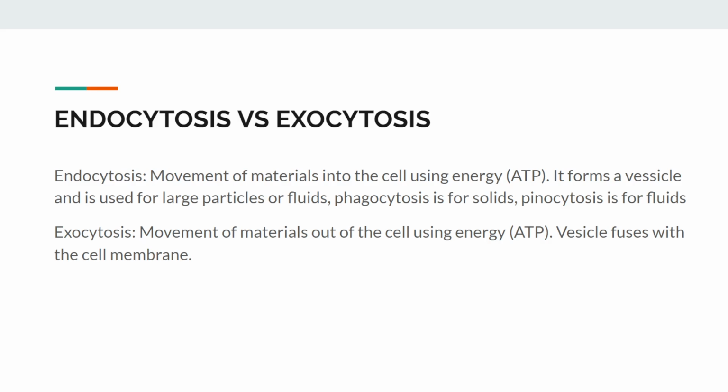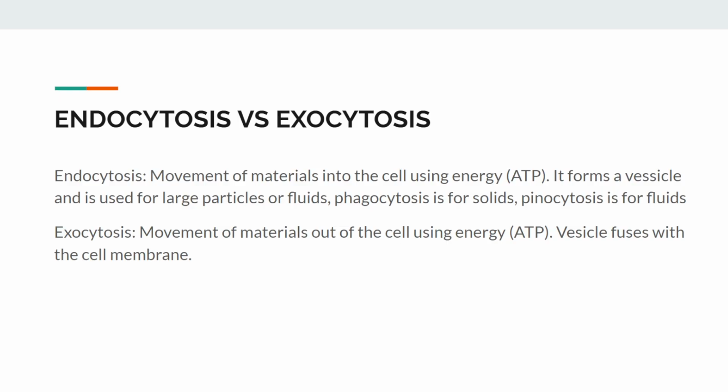Endocytosis and exocytosis. Endocytosis is the movement of materials into the cell using energy. It forms a vesicle and is used for large particles or fluids. So endocytosis is just inside, exo is outside. You should know that if you've taken chemistry. Endothermic is absorbing heat, exothermic is releasing heat, stuff like that. So there's two types. There's phagocytosis for solids or large particles, I believe, and pinocytosis is for fluids.